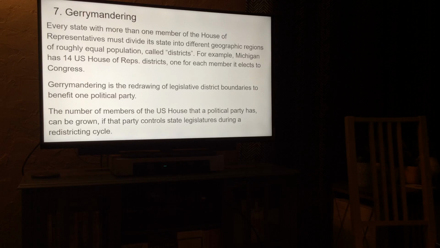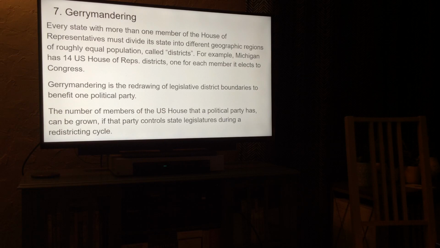So, for example, Michigan has 14 U.S. House of Representatives, and therefore it has 14 House of Representative districts, one for each member it elects to Congress. And so we call this the idea of a single member district. We elect one person from each district. Gerrymandering is when we actually change the way that those districts are drawn. We move the lines to benefit one political party or another.